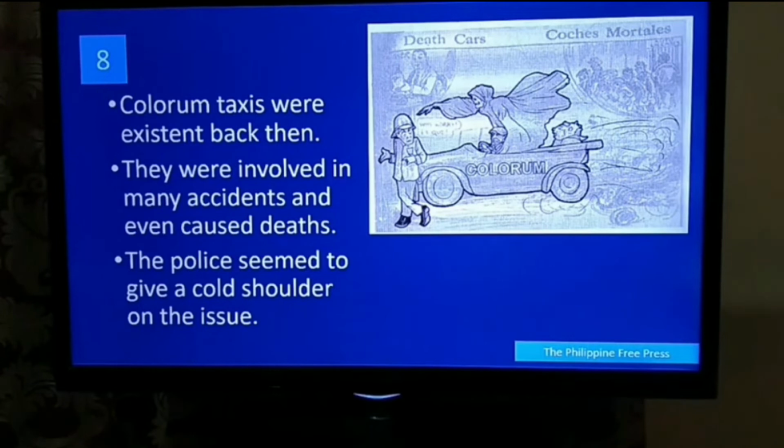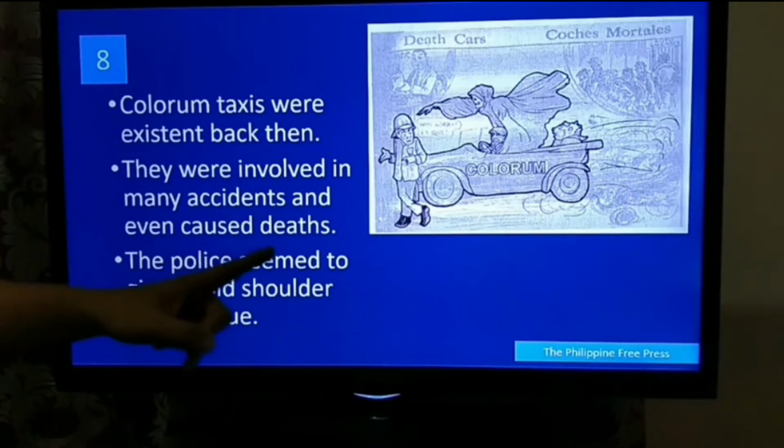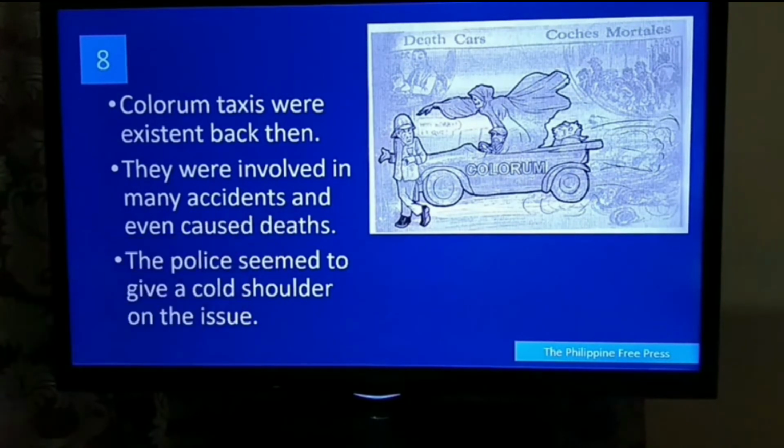Taxis were existent, but many of them were colorum. The government or the writer or the artist who drew this caricature is concerned that this practice is rampant and he wants this to be corrected. So he drew a caricature which appeared in the Philippine Free Press. Okay, the next two are very interesting.